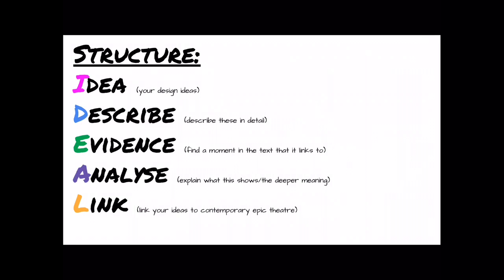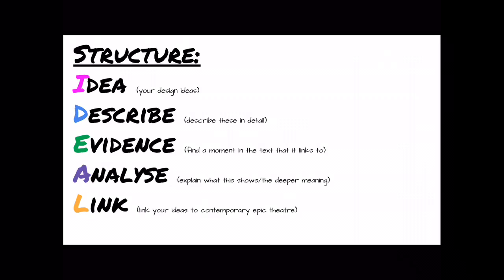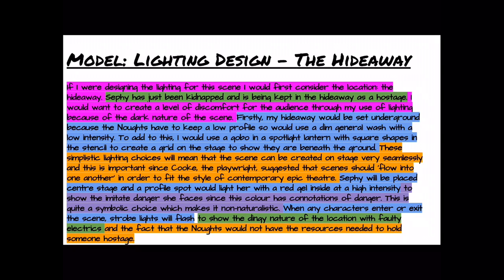So what we're going to do now is look at a model for lighting design of the hideaway. So we're imagining we've been given an extract in the paper around the hideaway and how we would design the lighting. So I will read you through the model, and I want you to think about the colour coding, so you can flick back and forward if you want to have a look at how the colours correspond with the different elements of this model response.